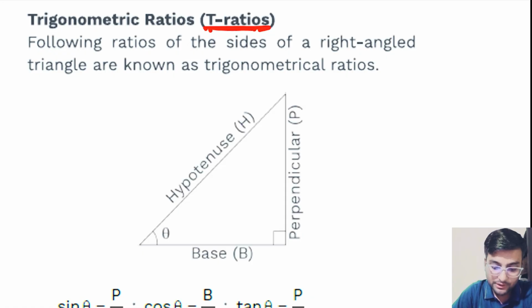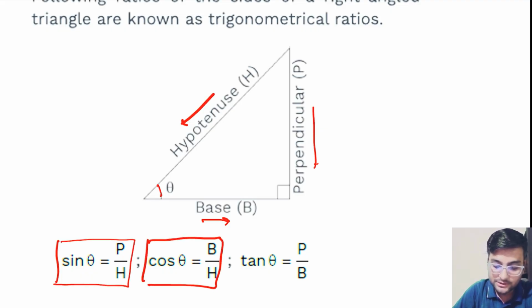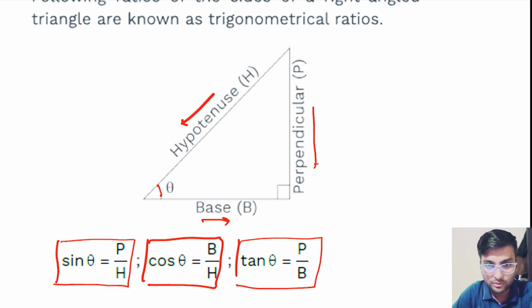Whenever the angle theta is given to you, you know this is the perpendicular, this is the hypotenuse and this is the base. By Pythagoras theorem we know sin theta becomes how much? That is p by h. Cos theta becomes how much? That is b by h. And tan theta becomes p by b. Okay, these ratio values are given by Pythagoras.